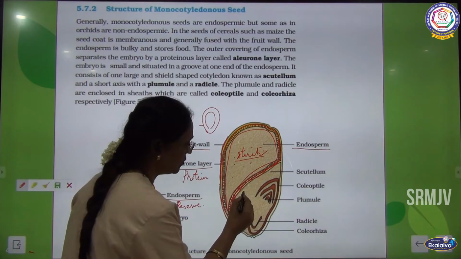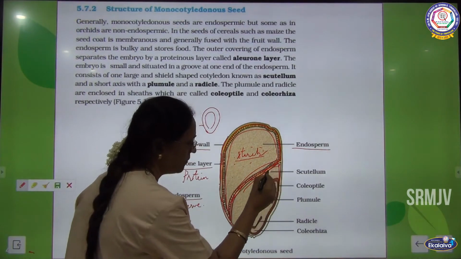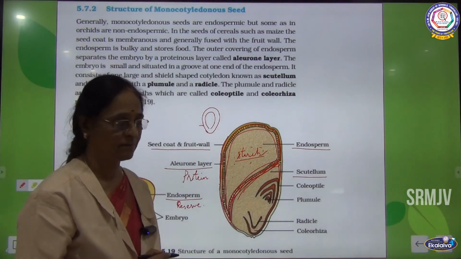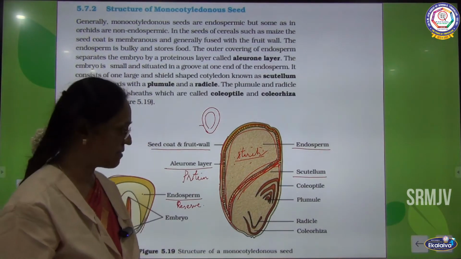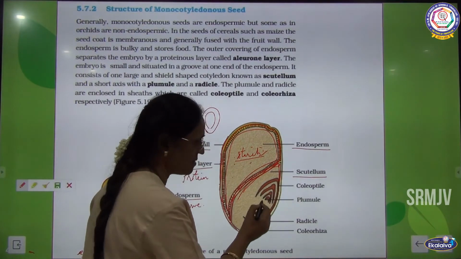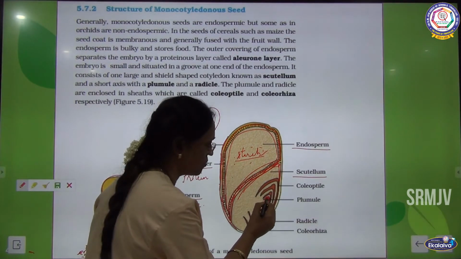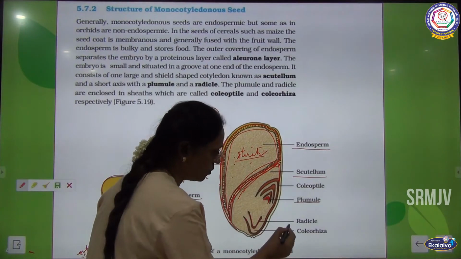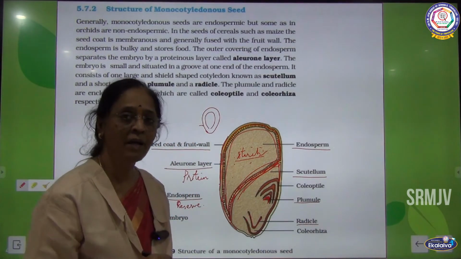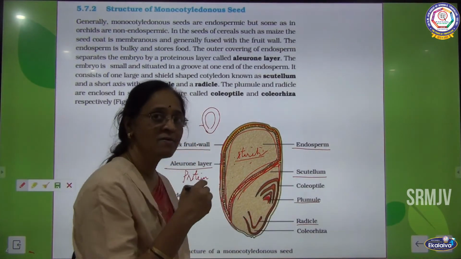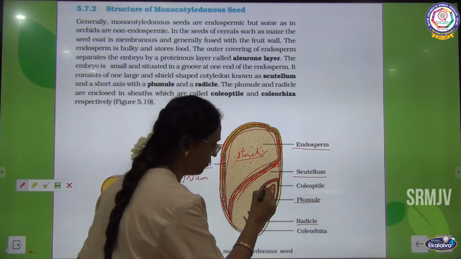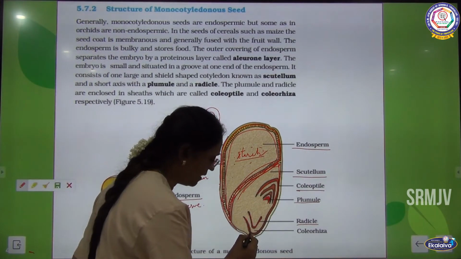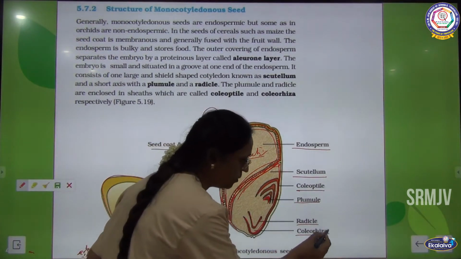Here the shield shaped cotyledon which is present is what we call the scutellum. The shield shaped cotyledon is called the scutellum, and this is the embryonal axis, where this region is going to give rise to the plumule, and this region is going to give rise to the root, which we call the radicle. Here in a monocot, the plumule is covered by a leafy sheath-like structure called the coleoptile, and the radicle is protected or covered by the coleorhiza.